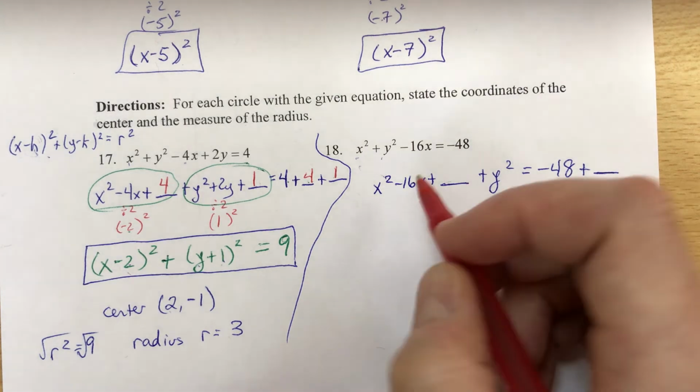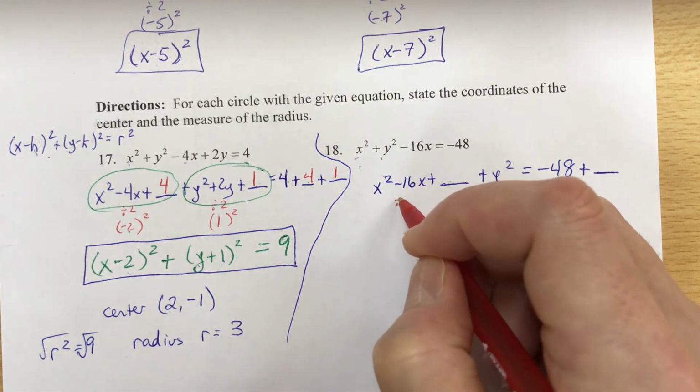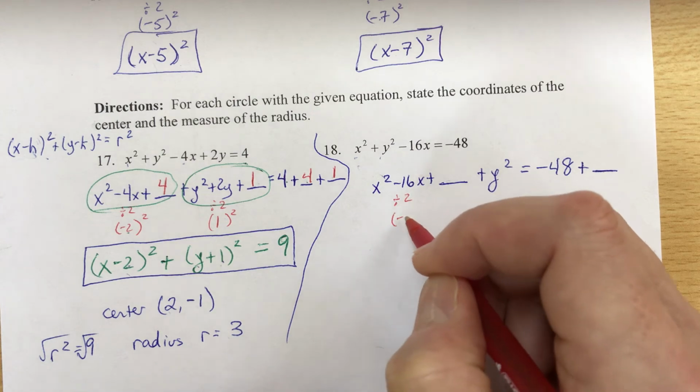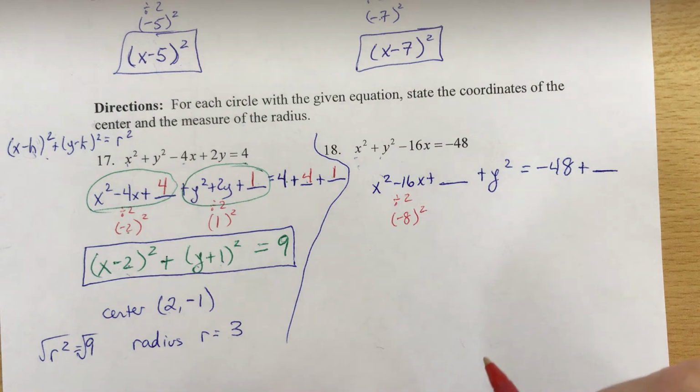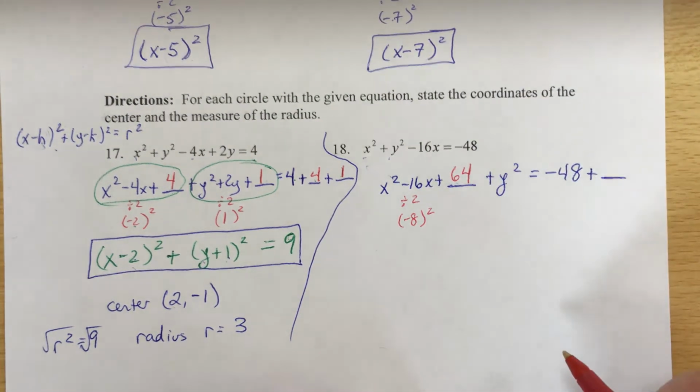So let's figure this out. Negative 16x, divide that by 2. So it's negative 8x and negative 8x. And negative 8 times negative 8 is positive 64.